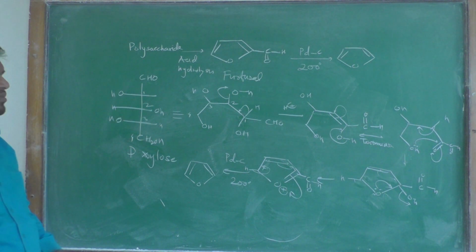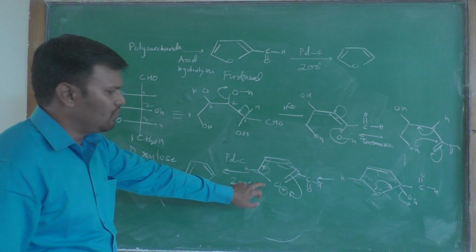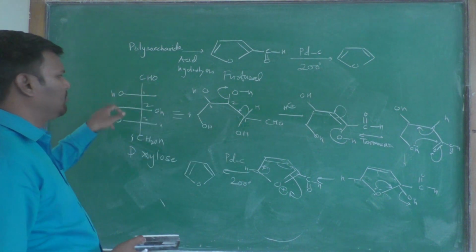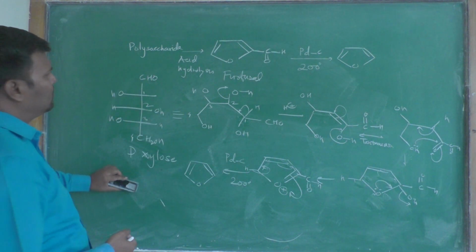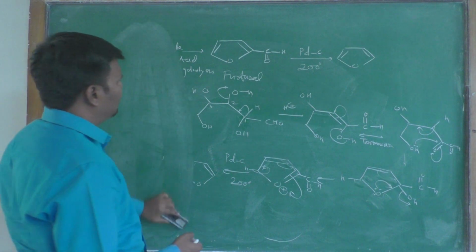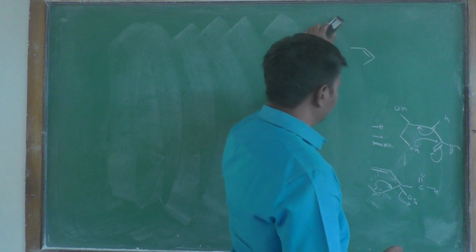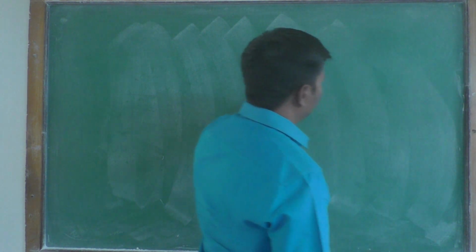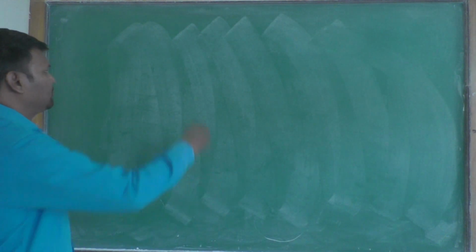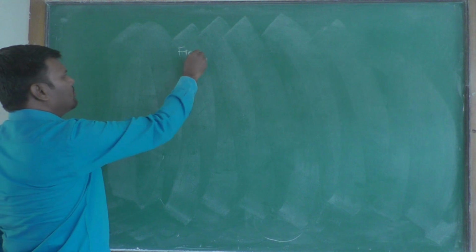Okay, the second intermediate step is the perfuran. The important point is the perfuran, which can be obtained from this D-xylose. Okay, this is the second method. By using that method, you can produce the furan. The third one is the Feist-Benary synthesis.